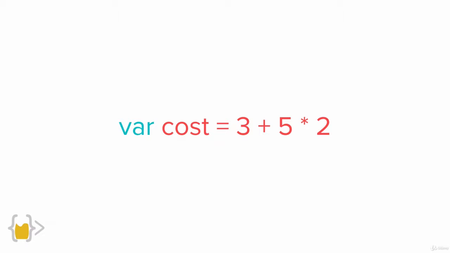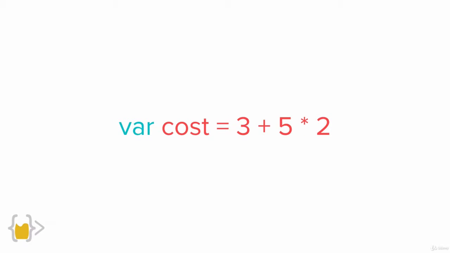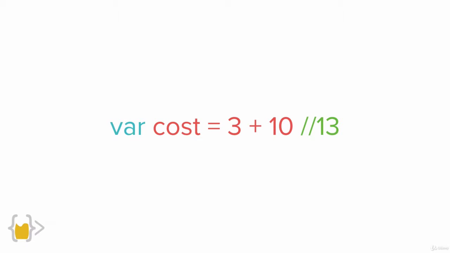But what about this expression? Say if we create a variable called cost, and it's equal to 3 plus 5 times 2. What does this equal? If we first added 3 to 5, then we multiplied that by 2, we would get 16. But if, on the other hand, we first multiply the 5 by 2 and then add 3, we get 13.